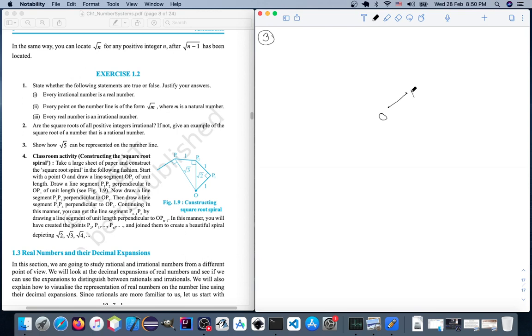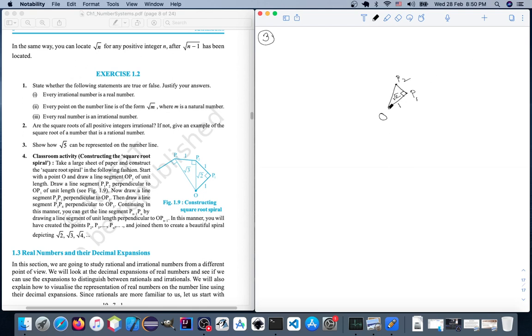We take a point P of unit distance. This is OP, which is 1, and what we do, we draw a perpendicular. Let's say this point is P1. We draw a perpendicular onto OP1 at point P1 of unit length. Let's say this is P2. We then join OP2, and this is perpendicular. So OP2 will be root 2.